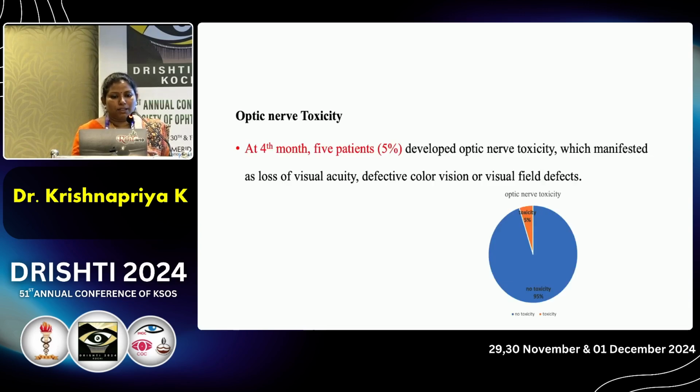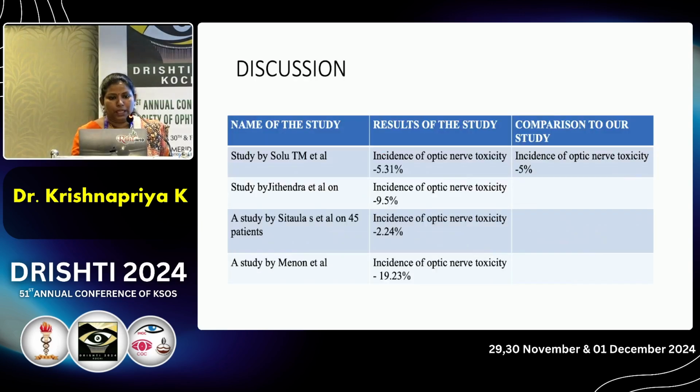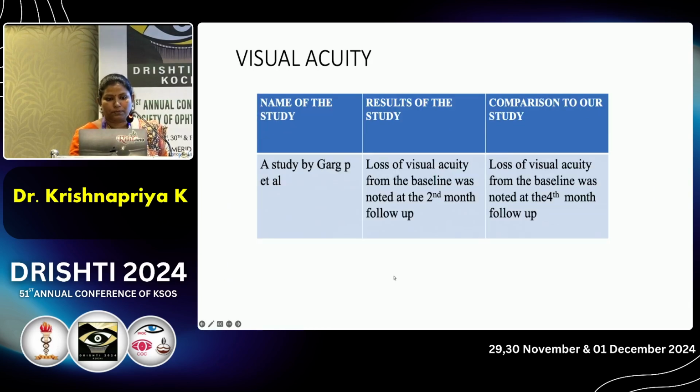So, the optic nerve toxicity we find at the 4th month, 5 patients developed toxicity which manifested as loss of visual acuity, defective color vision, and visual field defects. Coming to discussion, in our study, the incidence of optic nerve toxicity was 5%. In various studies like Solo et al., the incidence was found to be 5.31%. Another study by Jitendra et al., it was found to be 9.5%, a study by Sitao et al., the incidence was 2.24%, and a study by Menon et al., the incidence was 19.23%.